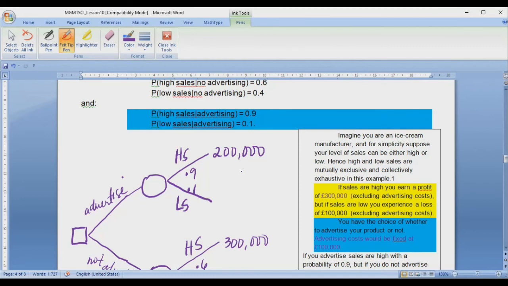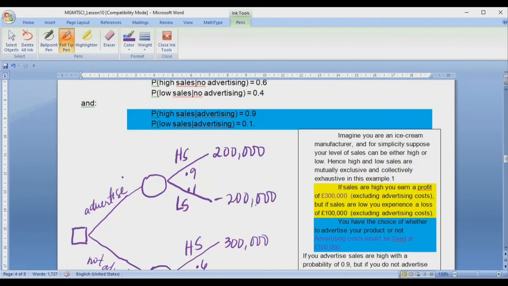And what is the corresponding amount there? Excluding advertising cost, it has a loss. If sales are low, it has a loss of 100,000. But there is also an advertising cost, so minus 100,000 again. So, your total loss is this: sales are low, you have a loss of 100,000 plus the advertising cost. You subtract again. So, negative 100K minus 100K is negative 200K.